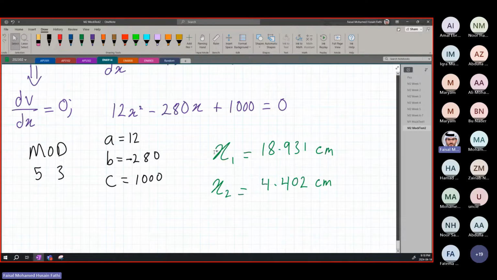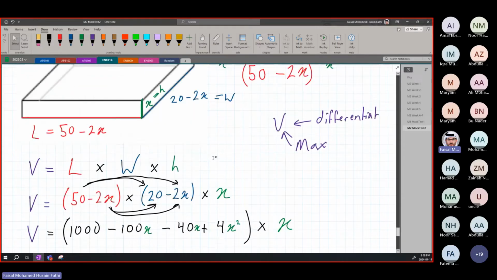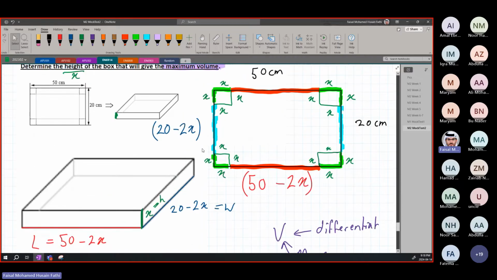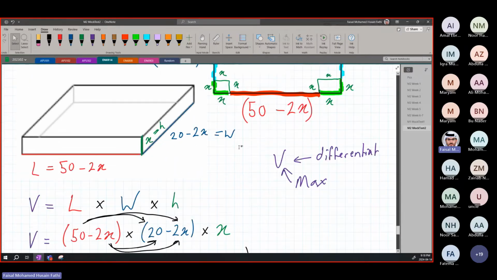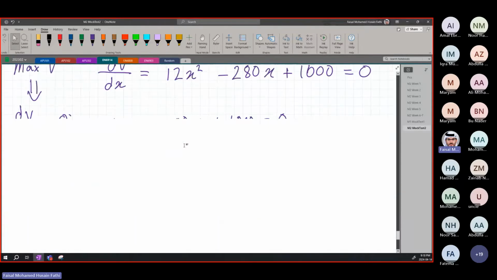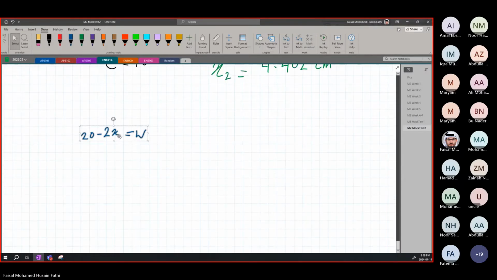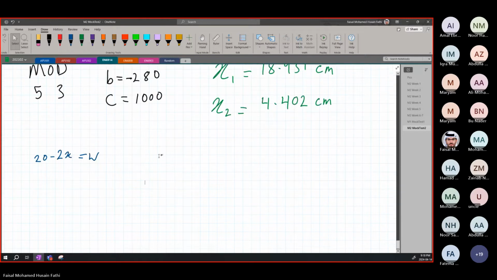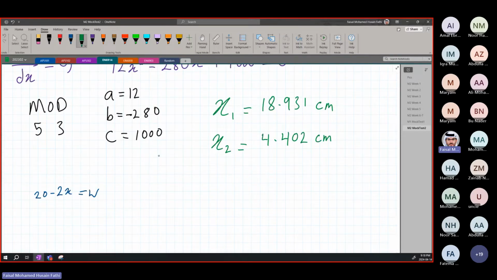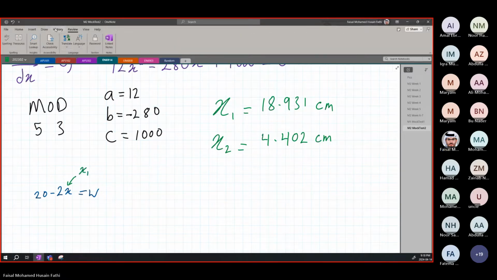Since we have two values, one of them has to be rejected, and I'll tell you why now. First, before we check, how do we check this? We can simply just take any of these equations, all right? We can take this width equation. Let's take this width equation to check. So let's put x1 inside of x here. Let's substitute with x1, all right?